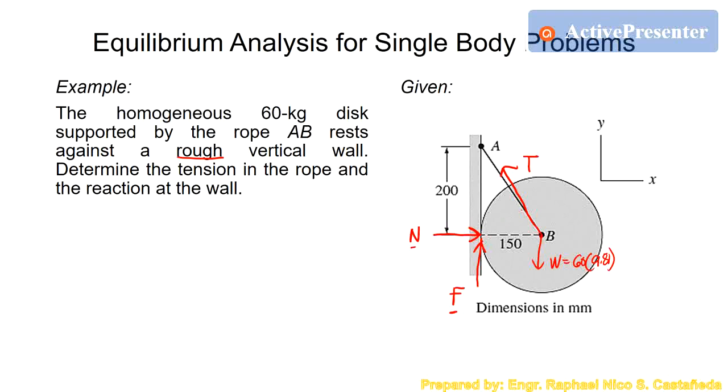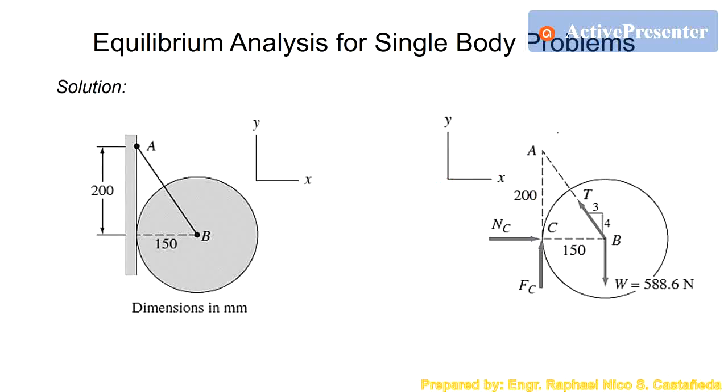For the tension, we have a slope here. This is 200 over 150, which is 4 over 3. That is a 3-4-5 triangle. So how do we solve this one? To solve this, we can start first by solving FC. We will take advantage that there are three unknown forces, but two of the unknown forces are intersecting at point B.